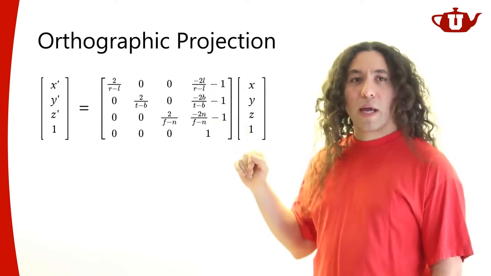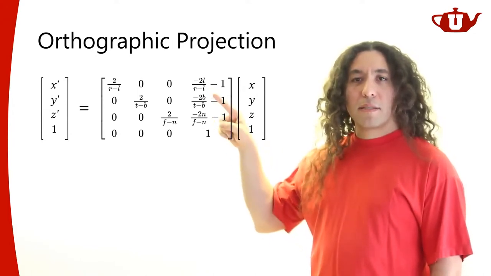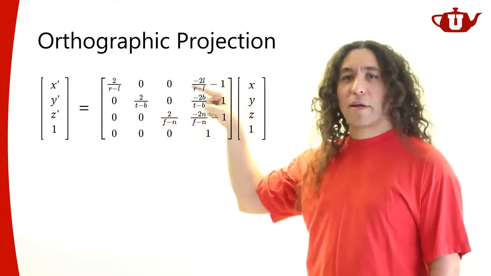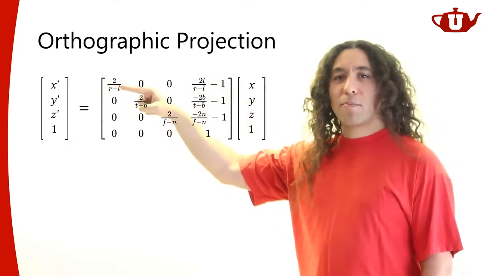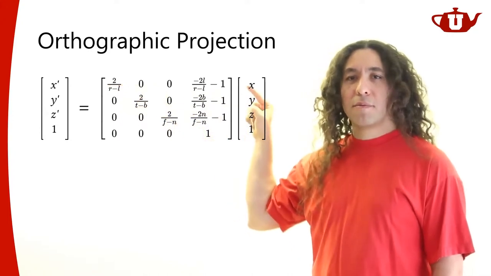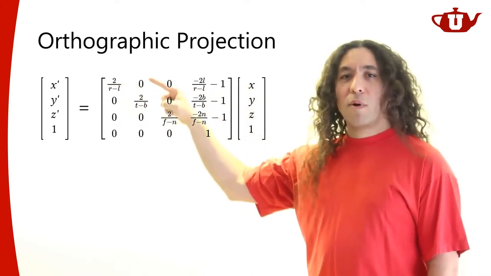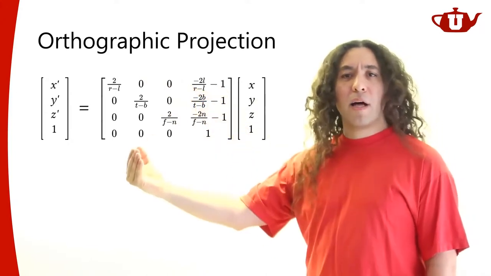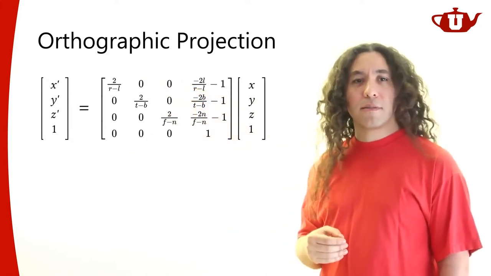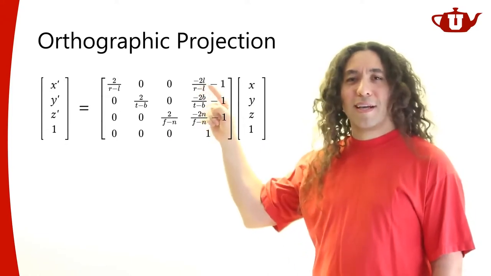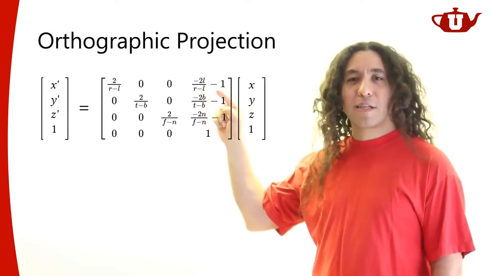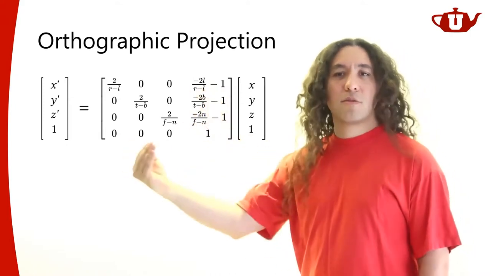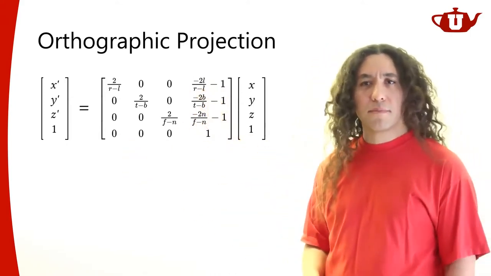If you look at here, let's take a look at the first row. This is multiplied by the given x value, so it applies some scale. Y and z coordinates are ignored, and this is just the translation that I apply along the x direction. So this is just to bring the center to the center of the canonical view volume.